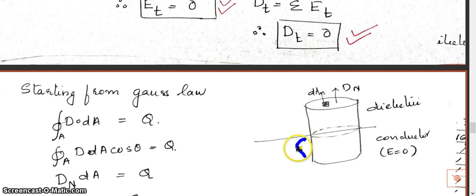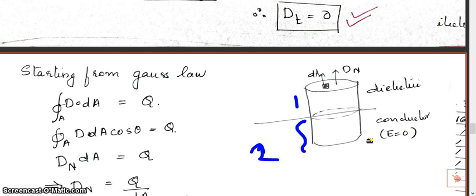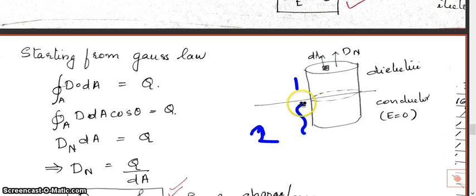This portion lies in our second medium, which is a conductor, and this portion lies in the first medium. Since this portion lies in the second medium, there will be no electric field. So coming back to this expression, the closed integral of D dA cos theta is equal to q. Here we will not have any electric field or electric flux density in our second medium.